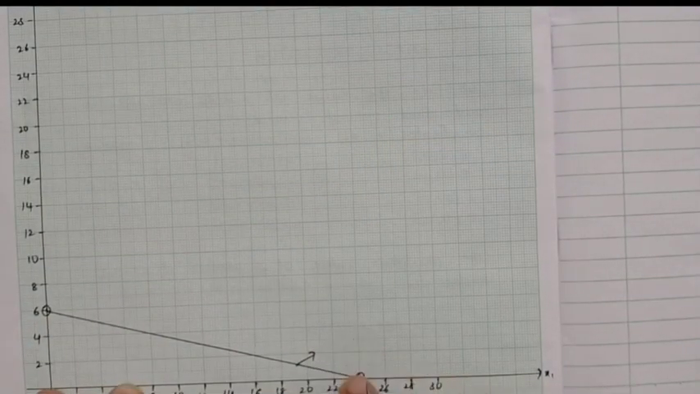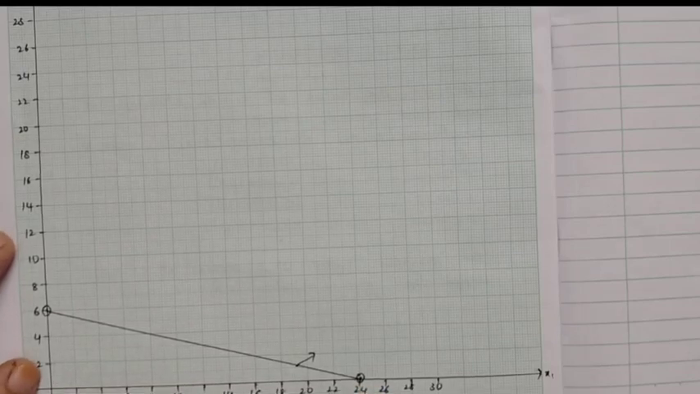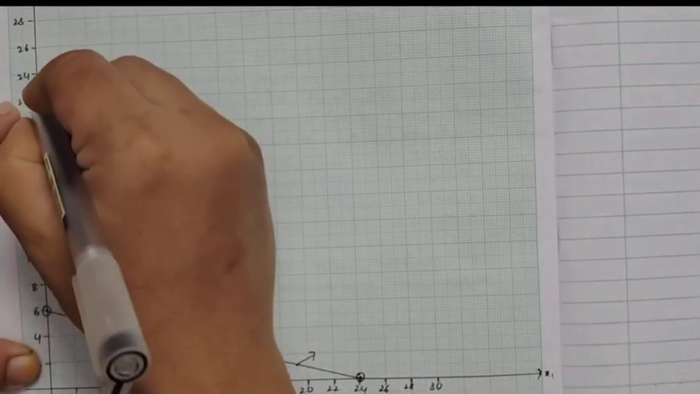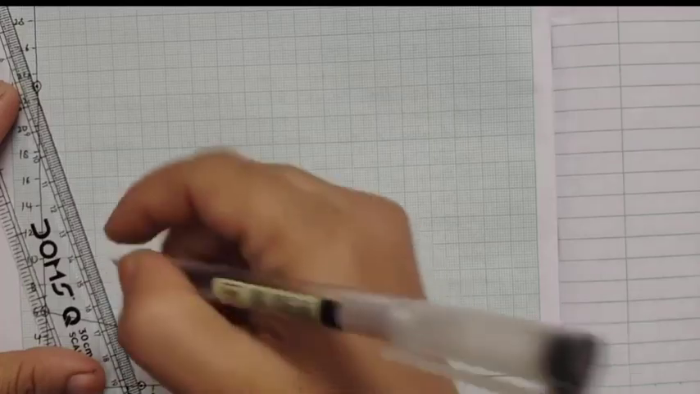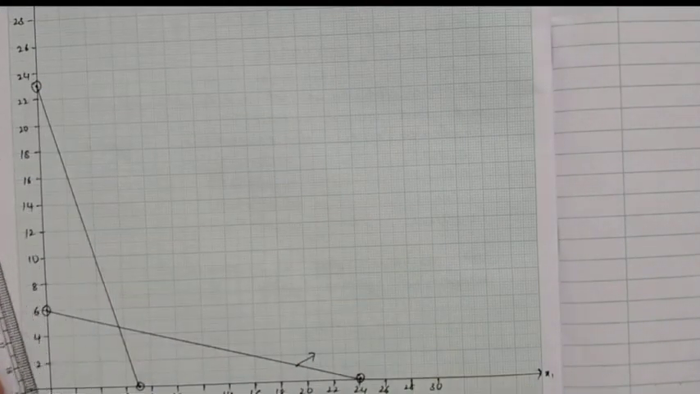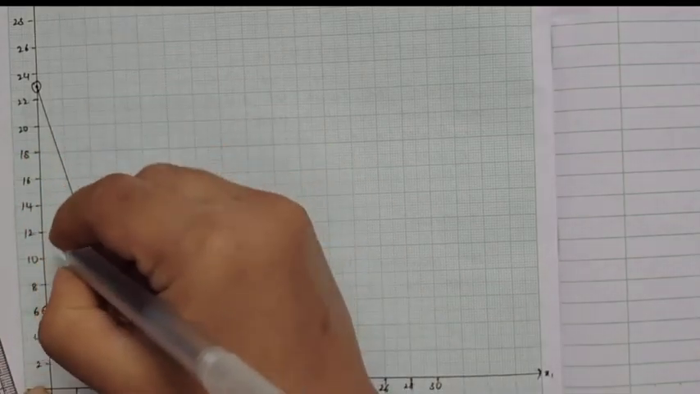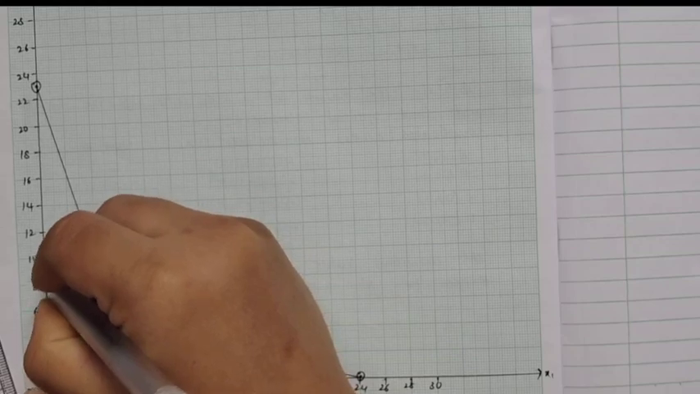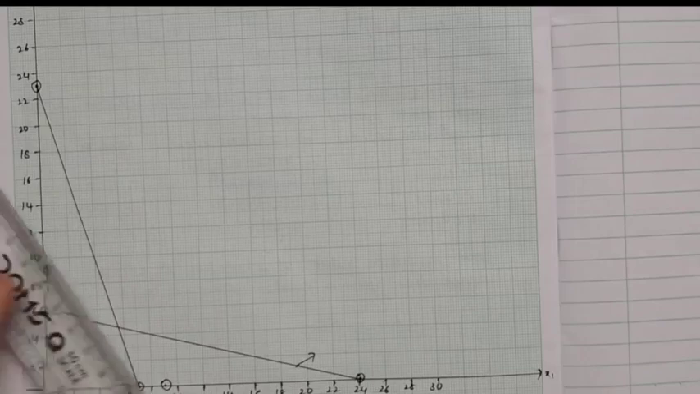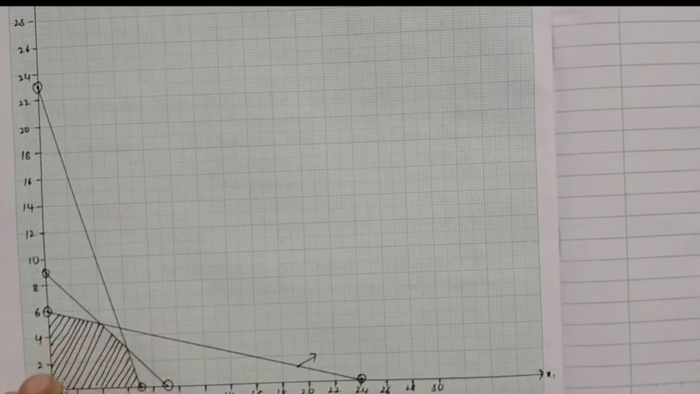This is the first equation, and from the second equation we have 0 comma 21. This is 22 in the middle. Join these 2 points. Next, from equation 3, 0 comma 9 here, and here 9. We'll join these 2 points. This is our feasible region.